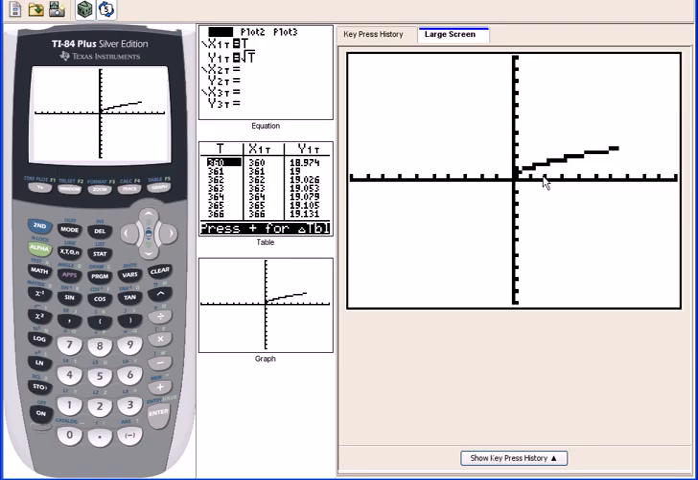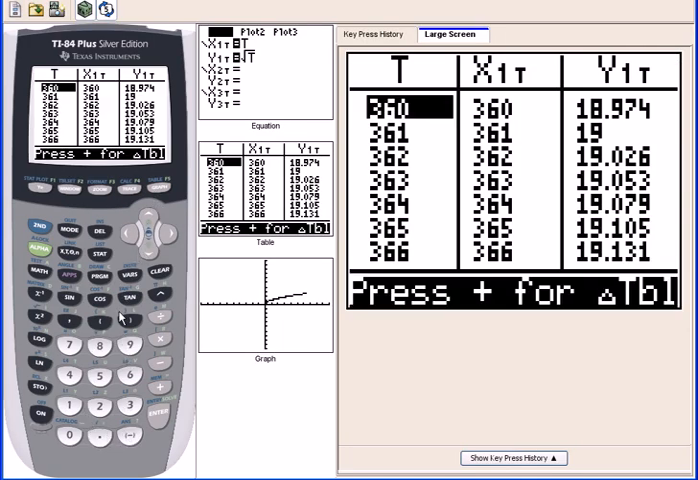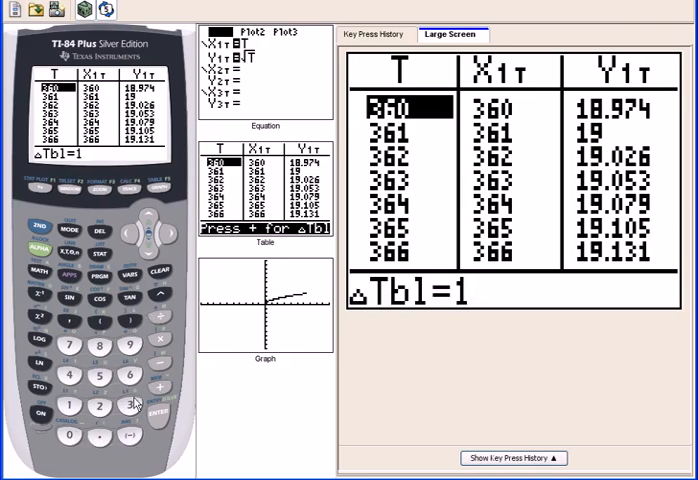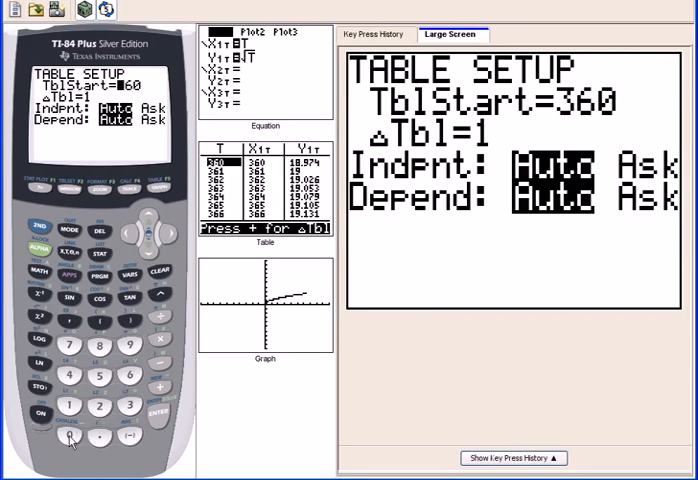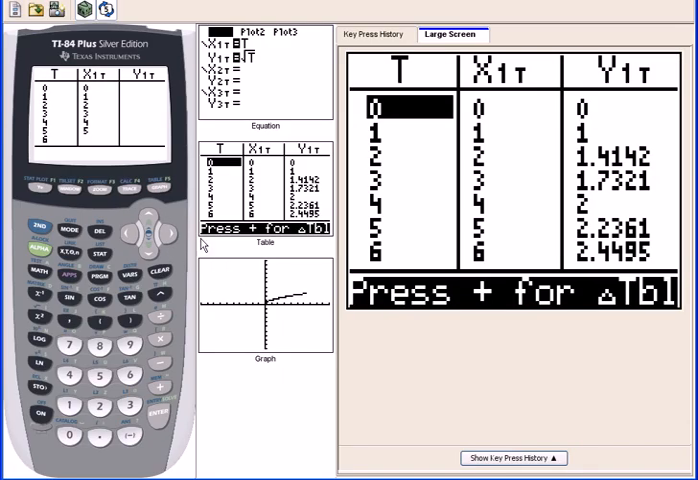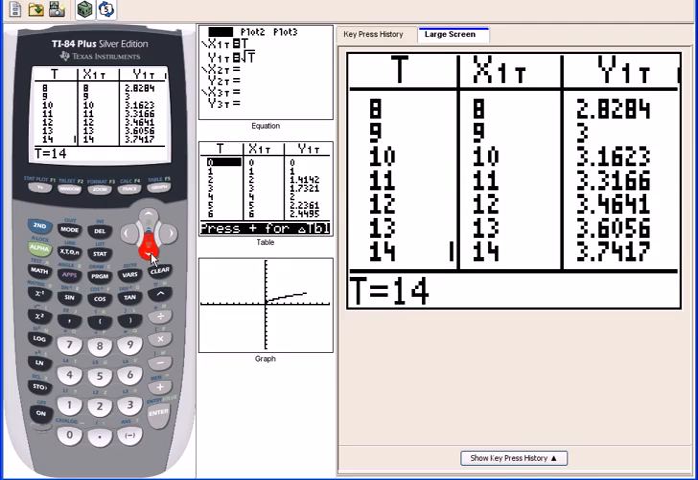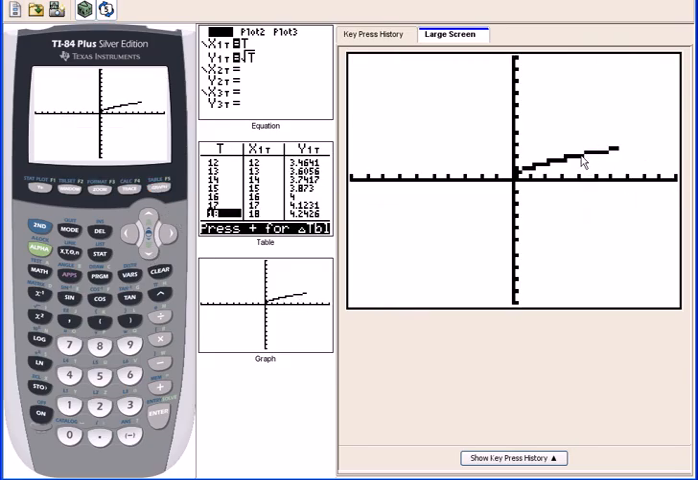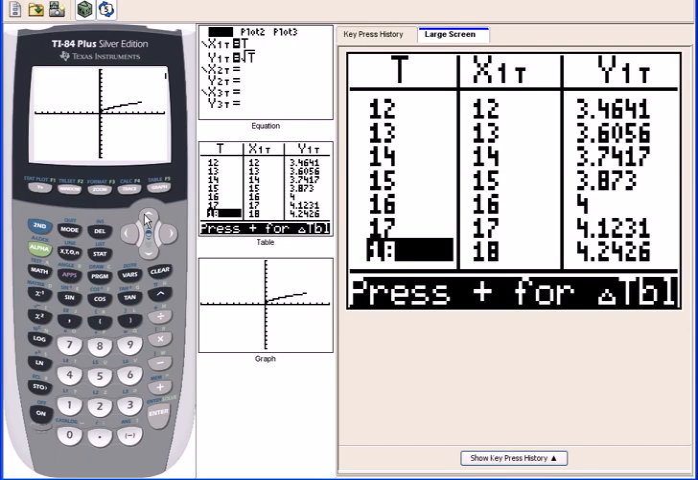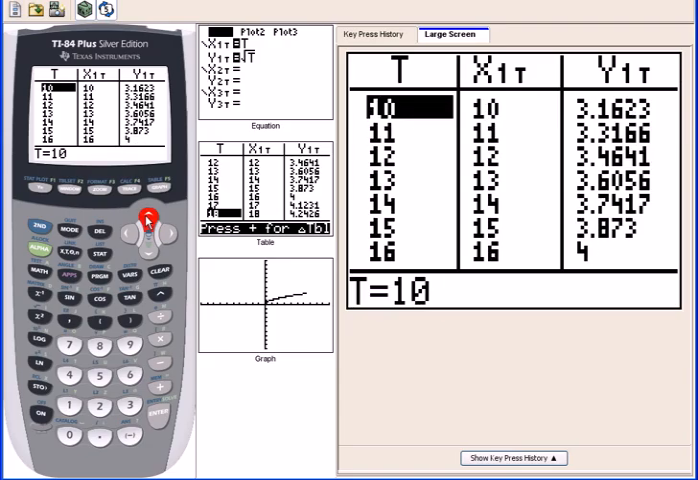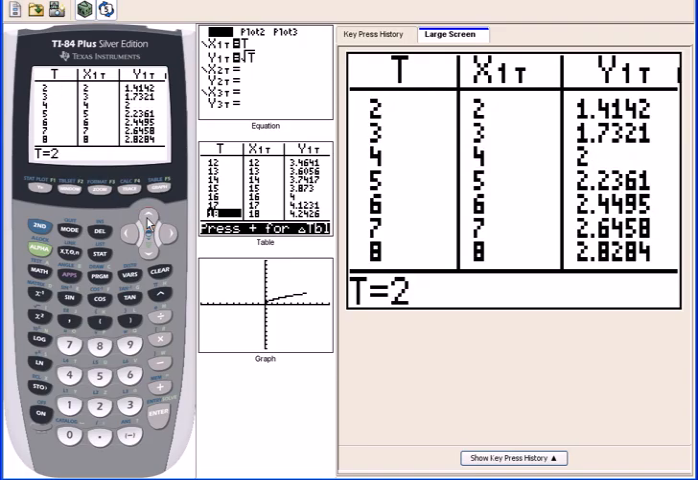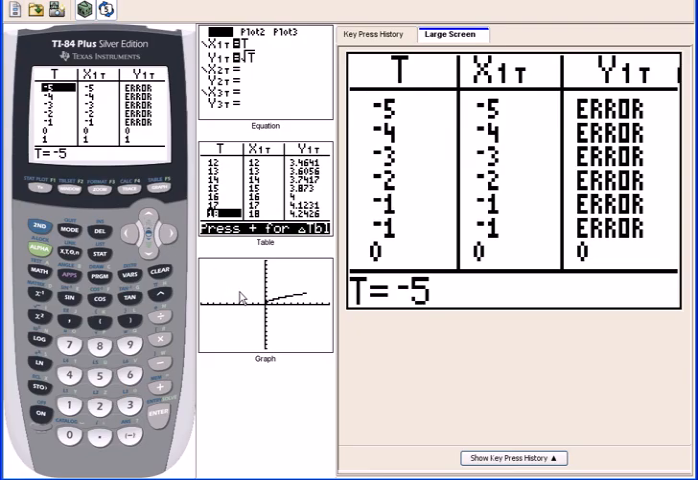Well, here's your graph. Your graph goes out, and then eventually, let's move to our table here. Let's start at zero here, since our graph starts at zero. Oops, that's not what I wanted. Second table set, let's start at zero instead of 360. And if we go down, notice your t values keep getting bigger. I'm not quite sure why your graph just stops, but I think it's because the pixels are going up at such a small rate that it's going to almost look like a straight line going to the right. But this graph does keep moving on. If you go back to our table, and if you go in the negative direction, you have errors. That's because we don't have anything graphed over here on the left.